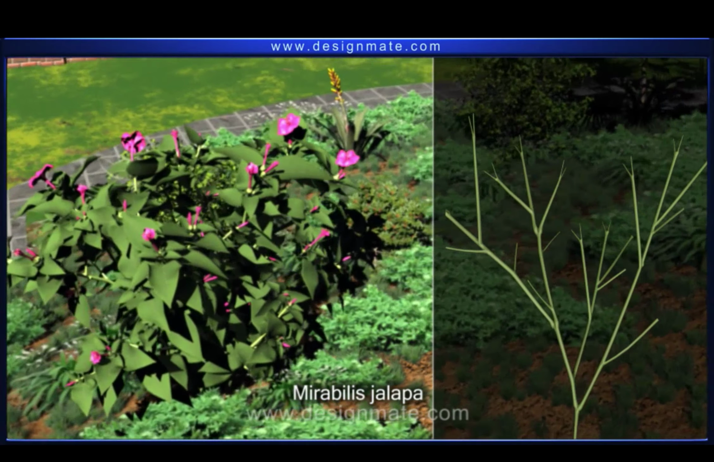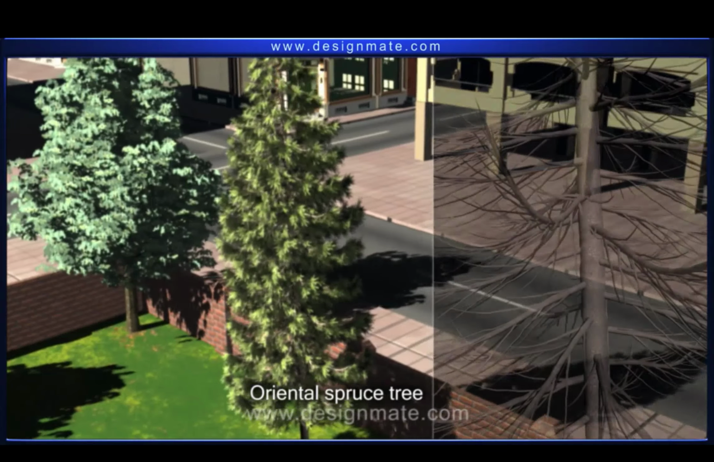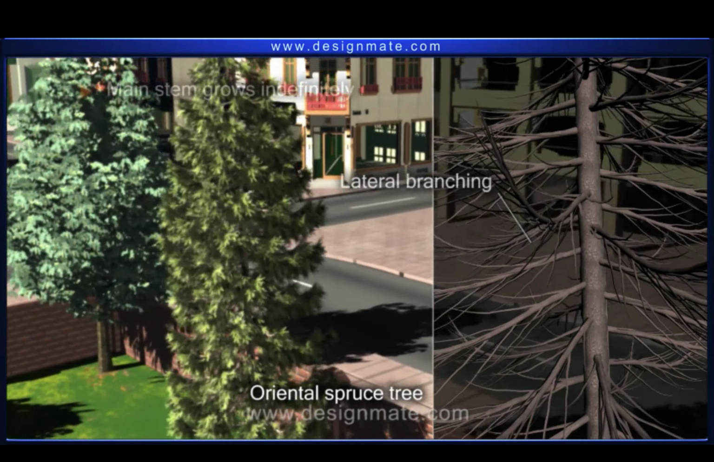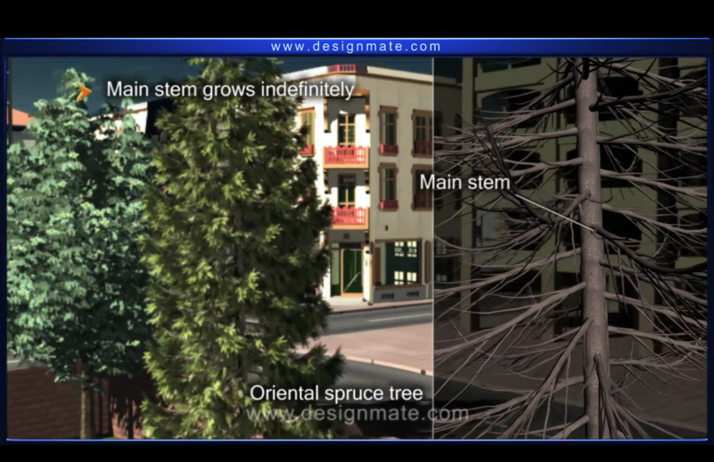Now if we look at the oriental spruce tree, we can clearly observe lateral branching. In this type of branching, the main stem grows indefinitely and produces lateral branches from its axillary buds in an acropetal succession. This type of lateral branching is known as racemose type of branching.